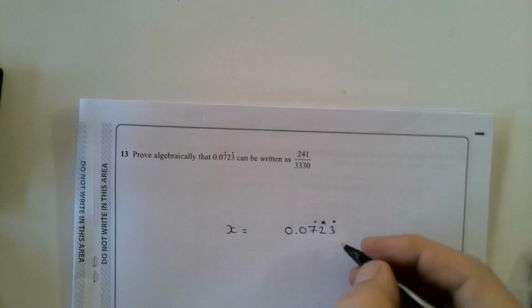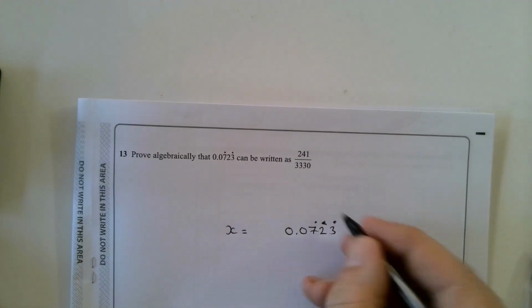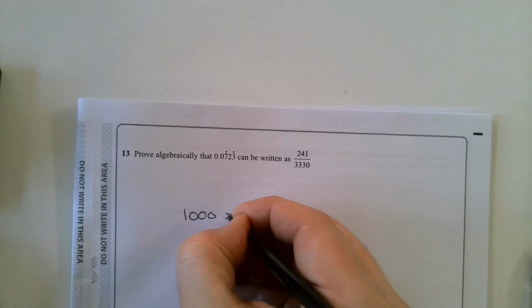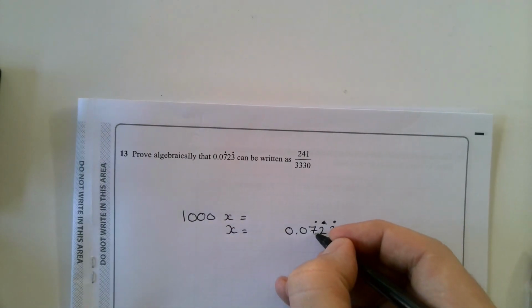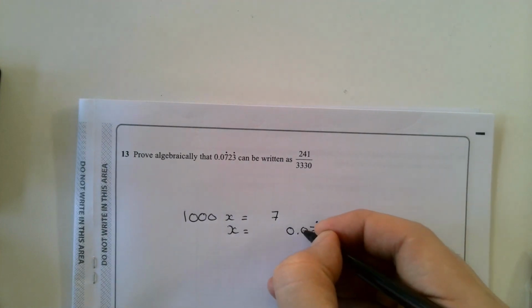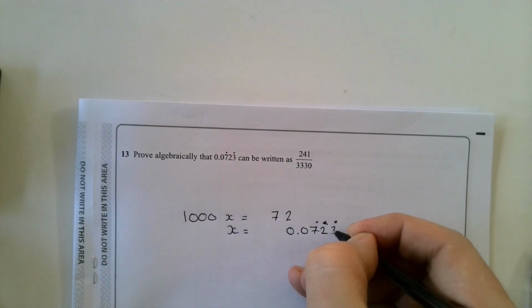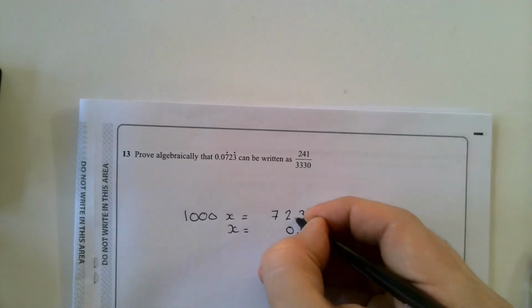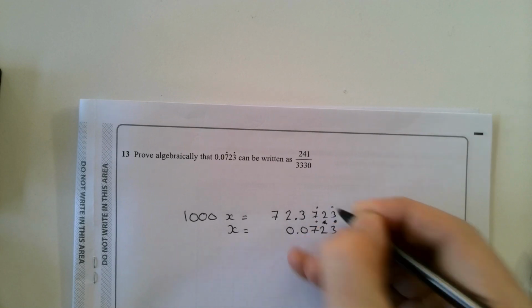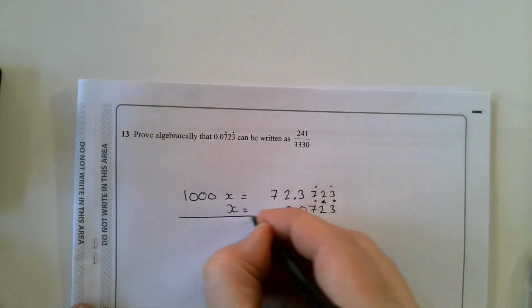3 digits are recurring, so I need to multiply that by something to move it 3 places across. So I'm going to multiply that by 1,000. So if I multiply that by 1,000, my 7 is going to go 1, 2, 3 places across. My 2 is going to go 1, 2, 3 places across. My 3 is going to go 1, 2, 3 places across. And then because it's recurring, there's going to be an infinite number of them to fill in the gaps.